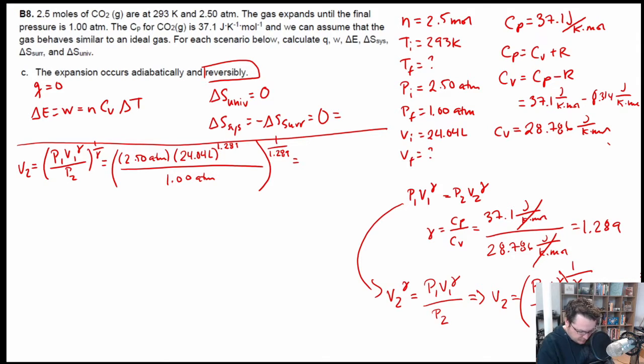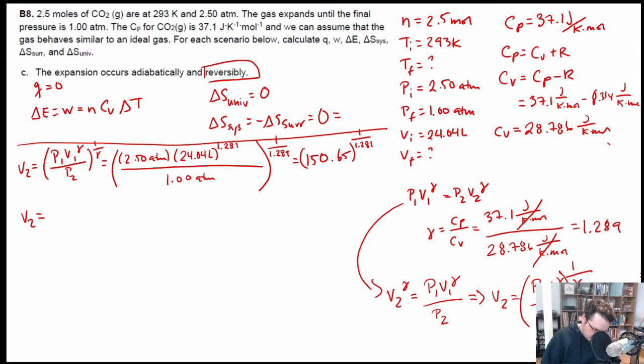So if we take everything and plug all of that in, I'm just going to make it a little easier on myself. So 2.5 times 24.04 to the power of 1.289 divided by 1 comes out to being equal to 150.65. And so then V2 now is going to be equal to that value to the power of 1 over 1.289, not 12.89. Right, so we get that.